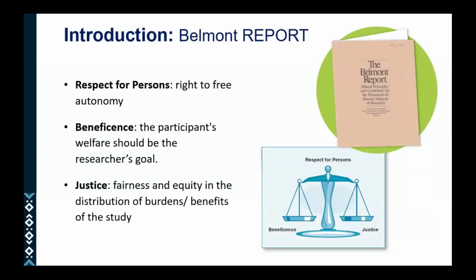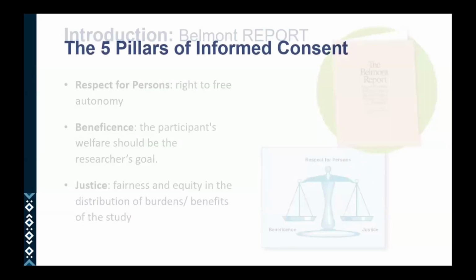We also have the Belmont Report, which was also one of the bodies that established the informed consent process. So it outlines respect for persons, so there should be the right to free autonomy; beneficence, the participants' welfare should be the researcher's goal; and justice, there should be fairness and equity in the distribution of burdens and benefits of the study.